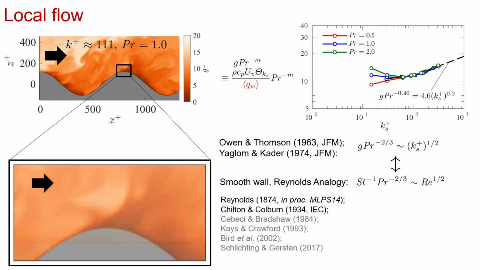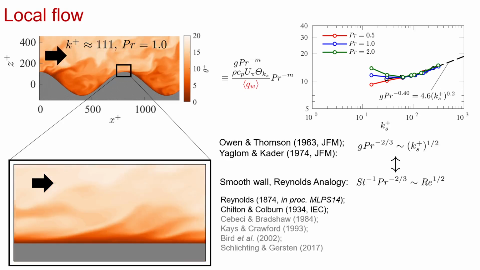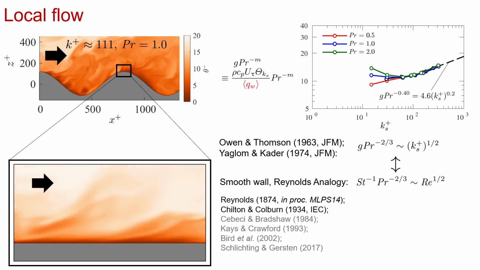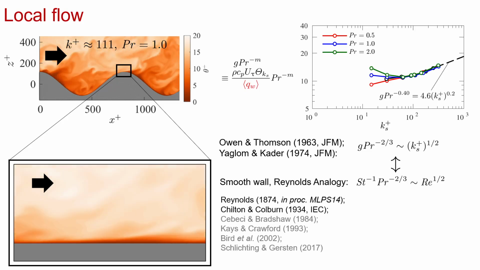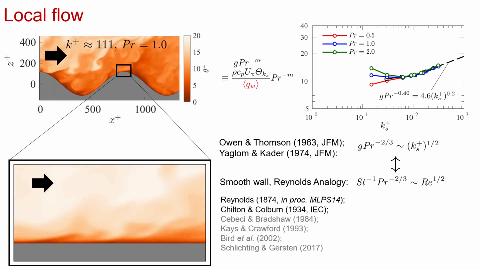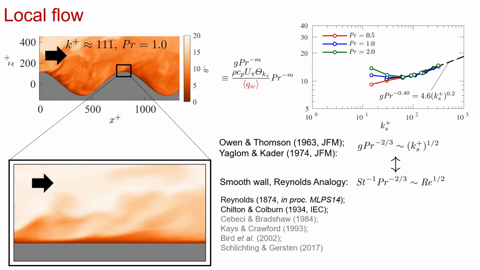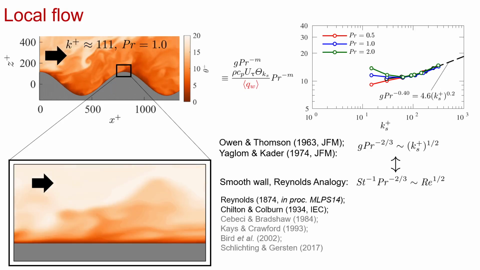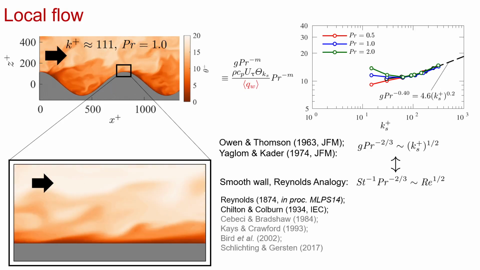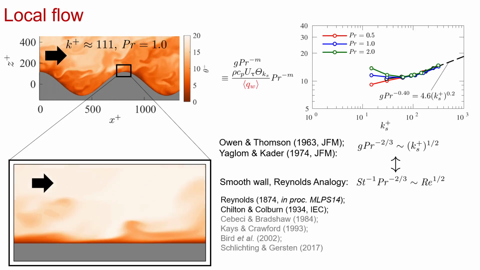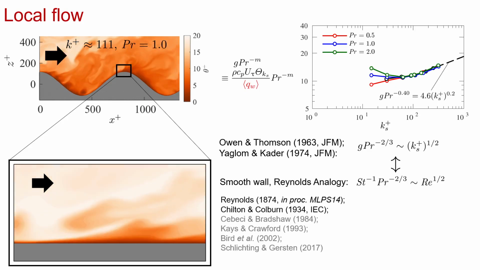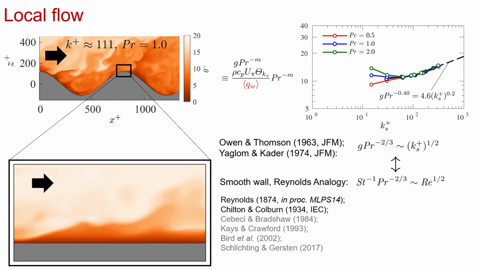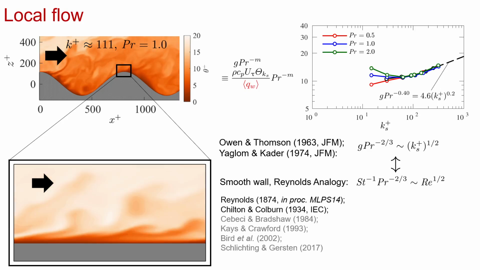and in fact, the idea of both Owen and Thomson and Yaglom and Kader was that we could envisage the rough walls locally as being analogous to a smooth wall flow, such that we can rely on what's known as the Reynolds-Chilton-Colburn analogy prediction for the heat transfer, given by the Stanton number, or just Reynolds analogy for short, which we'll find widely used amongst many textbooks. So at the time, both Owen and Thomson and Yaglom and Kader proposed that such a scaling could describe heat transfer across the entirety of the rough surface, which we now know to be incorrect.